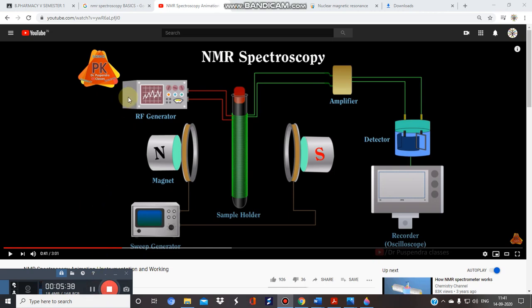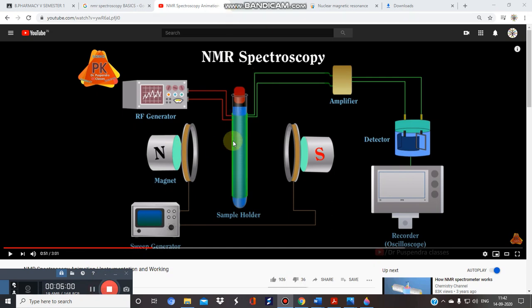So let's understand again the main components of NMR spectroscopy. First is the RF generator, because we need the radio frequency. Sample holder, this is the NMR tube. We need the magnets, and the north and south poles are depicted here. Then the detector amplifier enhances the signal. Then the detector recorder is there.